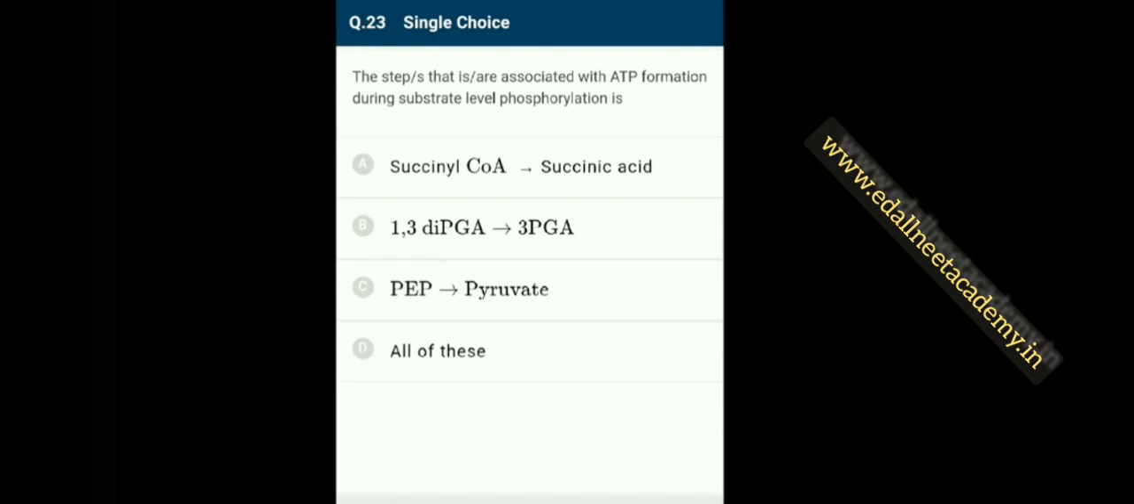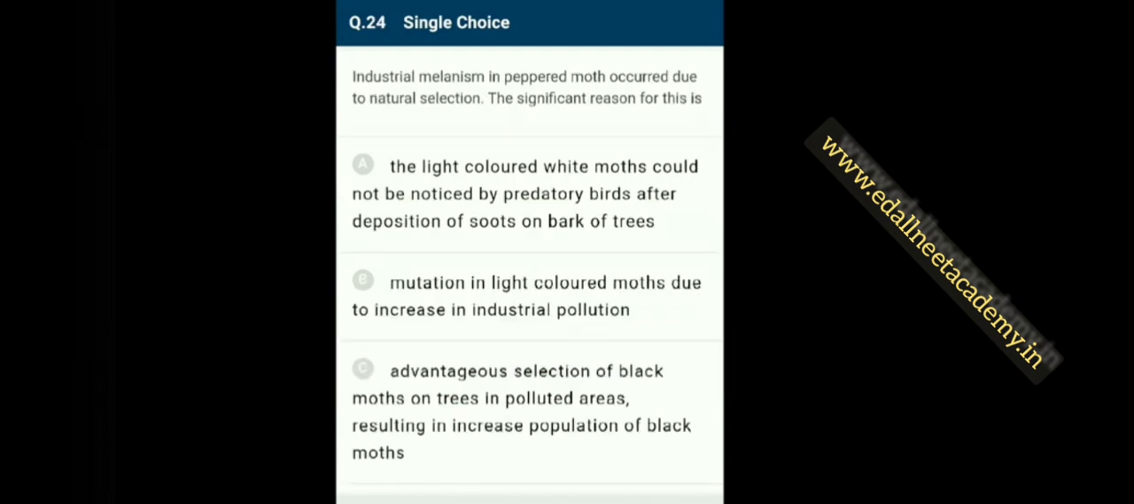Also during the Krebs cycle, in the step of hydrolyzing succinyl-CoA to succinic acid, energy is liberated. This energy is used in the formation of GTP from GDP, but it is quite unstable. Thus, it is transformed to ATP. This process of ATP formation is by substrate level phosphorylation. So, the answer is option D, all of these. Question number 24.